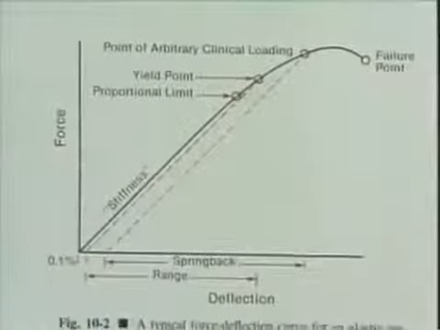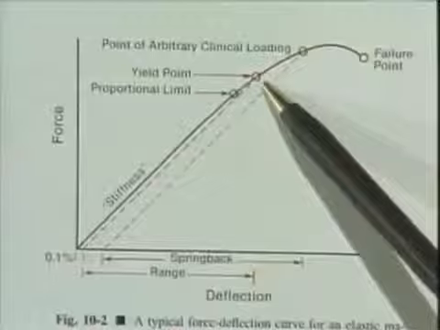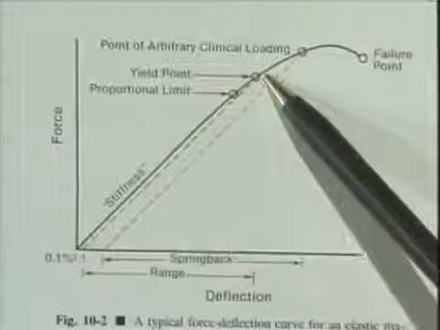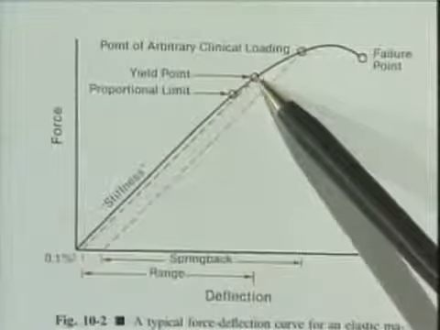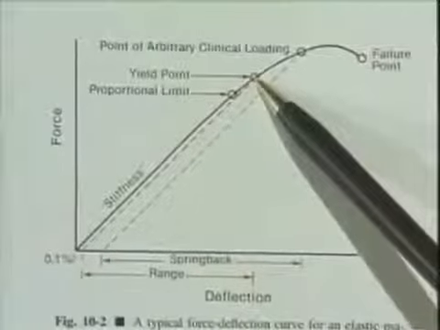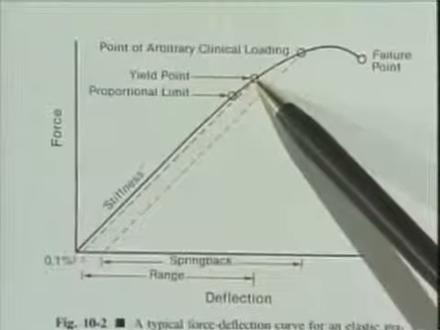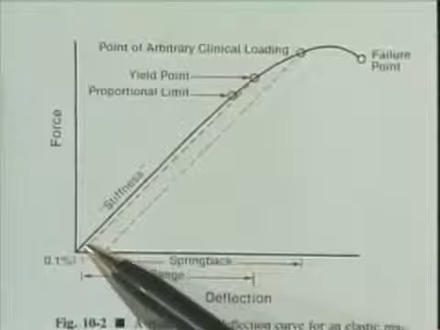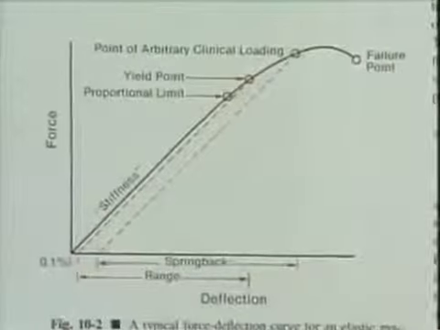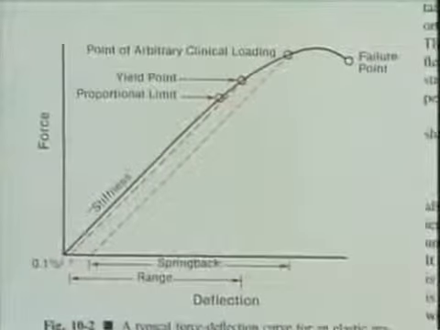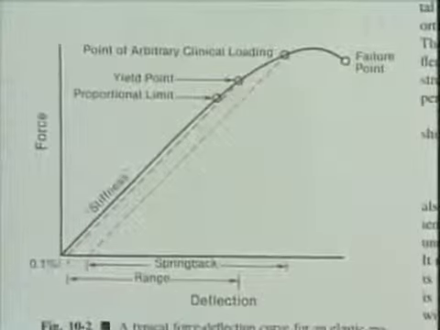Oh, yield point is the point at which there is enough of a deviation from linearity that you can actually measure it, and that's an important thing in determining the strength of the material. That's the point at which there's a 0.1% deviation from linearity. If you take the wire to its yield point, it won't quite spring back to where it started from.